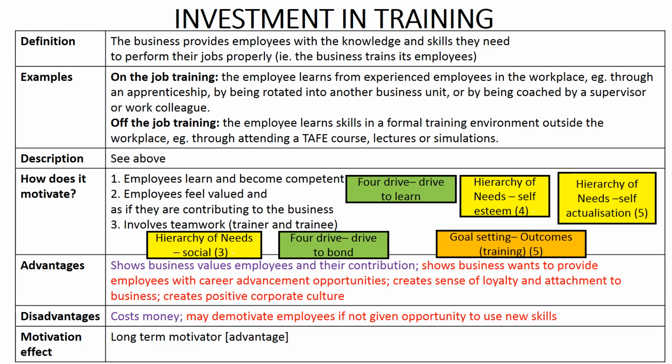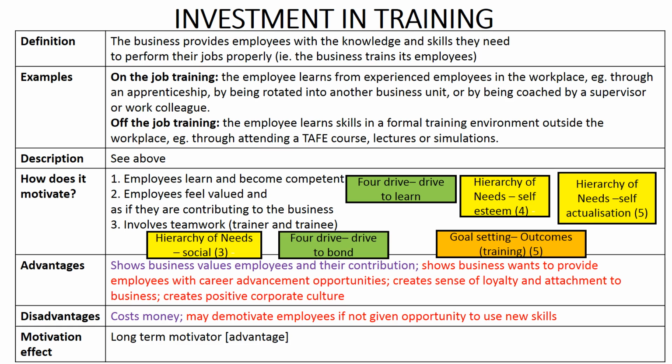Alternatively, investment in training is one of the outcomes, again referred to in the fifth stage of goal setting, that can be used for employees who have not achieved their individual goals. Training can be used to give them the additional knowledge and skills that they need to achieve those goals.